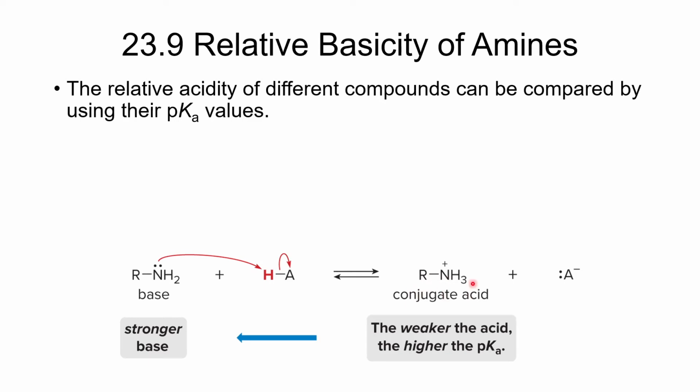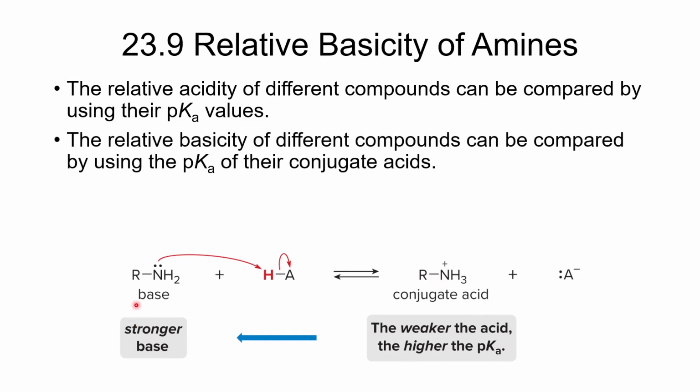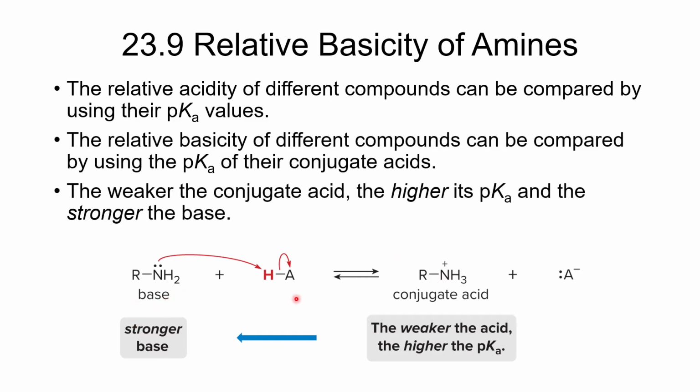The higher the pKa, the weaker the acid. The weaker the acid, the stronger this base is. So again, the higher the pKa, the weaker the acid, and the weaker the acid, the stronger this base is. Conversely, if we have a low pKa, that means that's a stronger acid and that this base must be a weaker base. So there you go. That's one way we can compare how basic these bases are.